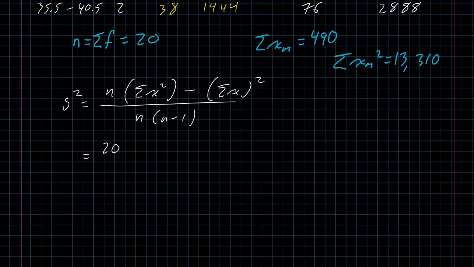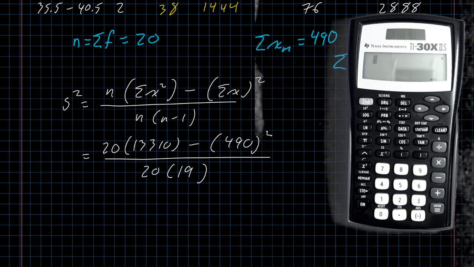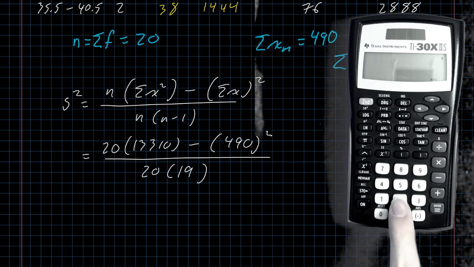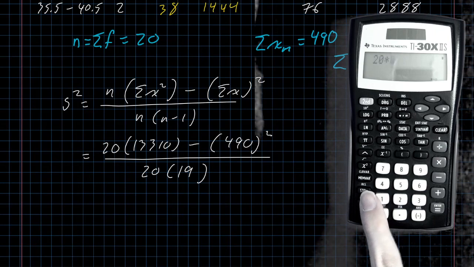n is still 20. Sigma x squared came out at 13,310. Sigma x came out at 490. We want to square that. We want to divide by 20 times n minus 1, which is 19. Once again, if you're very comfortable using your calculator, you can evaluate this whole thing in one go. But I find that it saves me from making mistakes if I at least break it down and do the numerator.